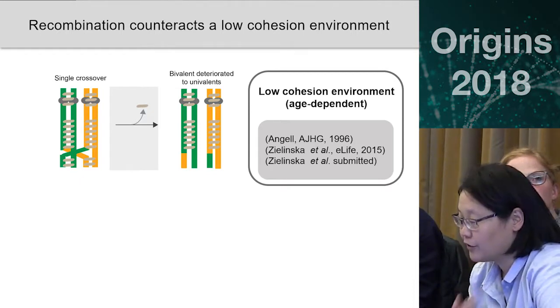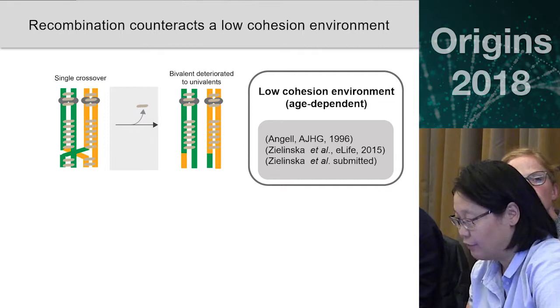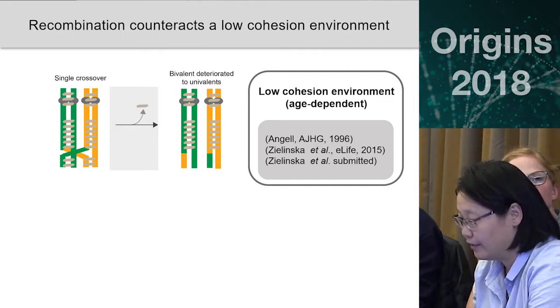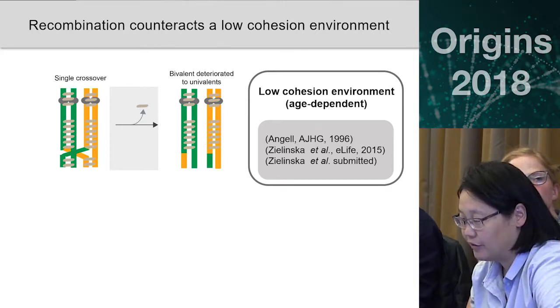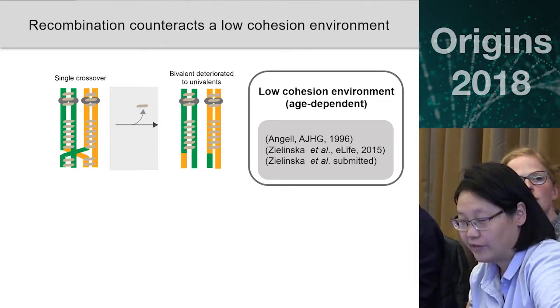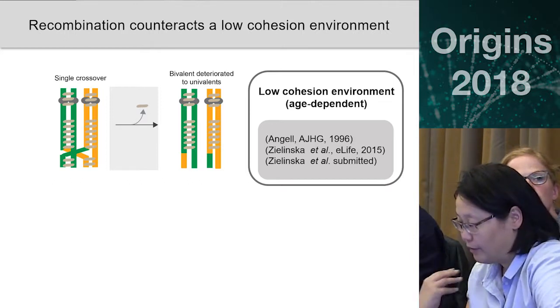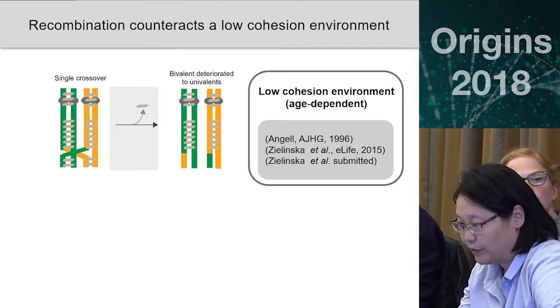The first study came out from Ross Angel. This is a very small data set on M1 oocytes. And then more recently from Melina's lab, where they showed a slightly different centromeric cohesion loss or low cohesion environment in oocytes that are older. And then there is the work that we've been doing together with Melina as well.